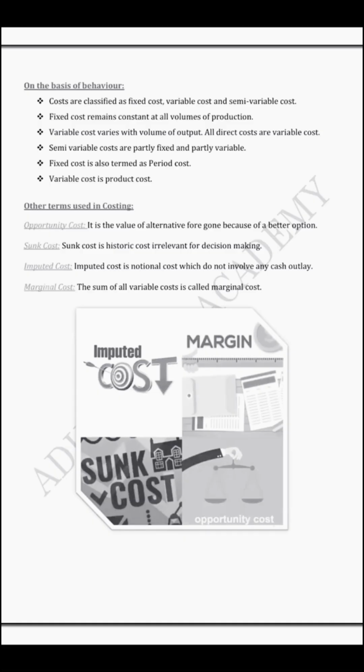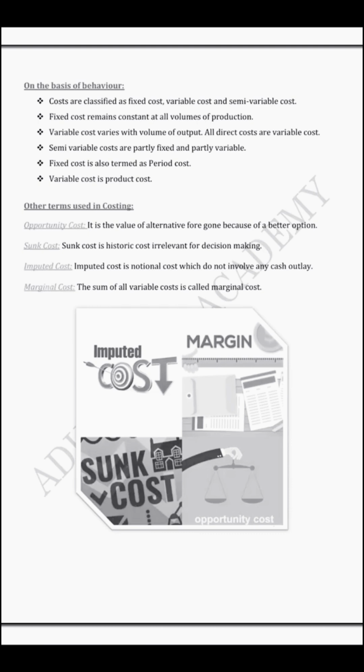On the basis of behavior, cost is classified into fixed cost, variable cost, and semi-variable cost. Fixed cost remains constant at all volumes of production. The best example for fixed cost could be rental expenditure. I am hiring a place to carry out my factory work, my manufacturing work. I will have to pay rent for it. Whether I am going to produce 1 unit or 1 lakh units, or whether I am not going to produce at all. Now, in this lockdown scenario, factories are all shut down. So should I not pay rent? No, I will pay rent.